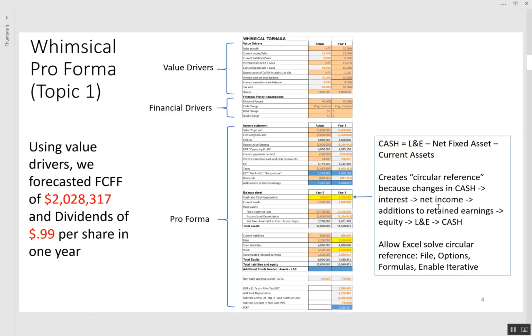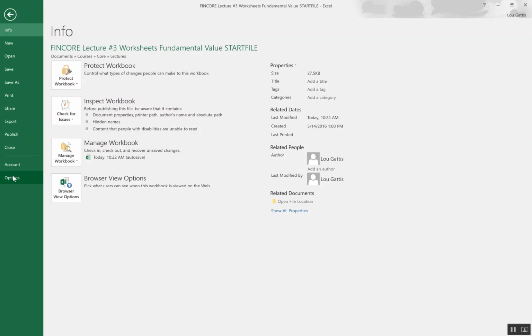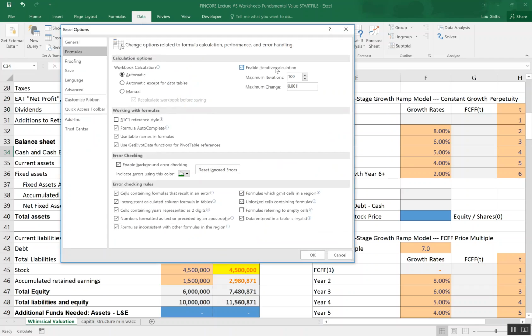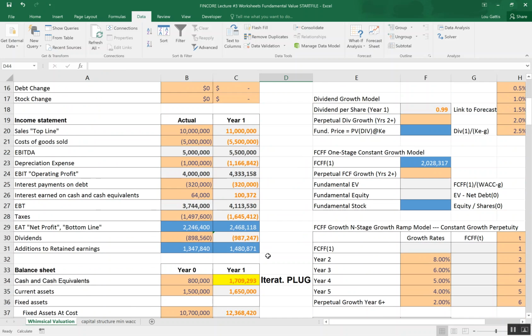So you can see that cash has a circular reference if I set it the way I have. How I solve that is you can ask Excel to try to solve a value for cash to solve this equation. By going to File, Options, Formulas, if I enable iterative calculations, and I'd only do this if I know I want to create a circular reference that I would like Excel to solve. If I do this, Excel will solve all circular references. So let's take a look.